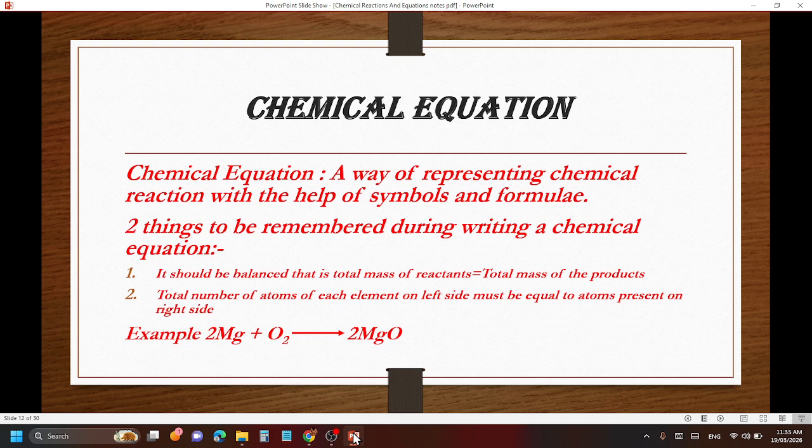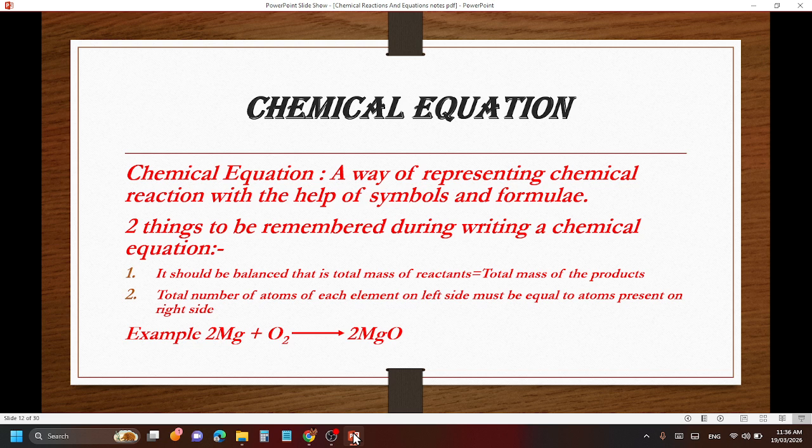We have to balance it so that the total mass of reactants must be equal to the total mass of products. I hope in ninth grade you studied it properly, there is a law called the law of conservation of mass, which states that mass can neither be created nor be destroyed. So in a reaction, we cannot create mass or destroy mass to make it balance.